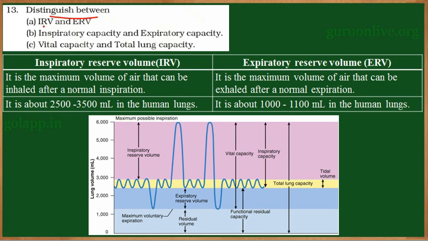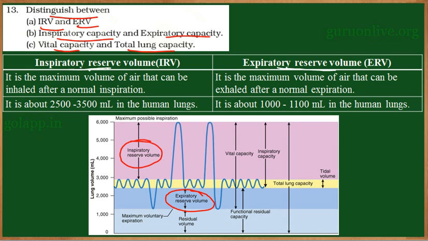Distinguish between IRV and ERV, inspiratory capacity, expiratory capacity, vital capacity and the total lung capacity. So students will learn about the differences. The first one is IRV. It is also called inspiratory reserve volume, and ERV is the expiratory reserve volume. So this is expiratory reserve volume and this is inspiratory reserve volume. So we will learn about these two.